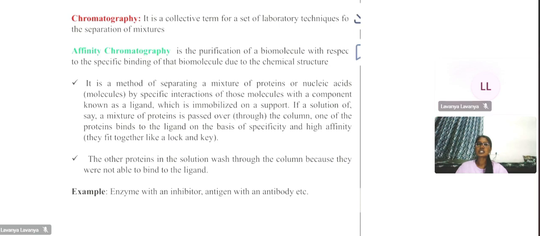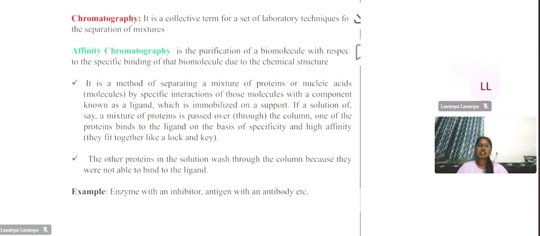It is a method of separating a mixture of proteins or nucleic acids by specific interactions of those molecules with a component known as a ligand, which is immobilized on a support. If a solution of, say, a mixture of proteins is passed over the column, one of the proteins binds to the ligand on the basis of specificity and high affinity. The other proteins in the solution wash through the column because they were not able to bind to the ligand.